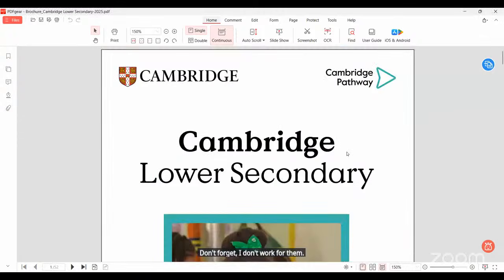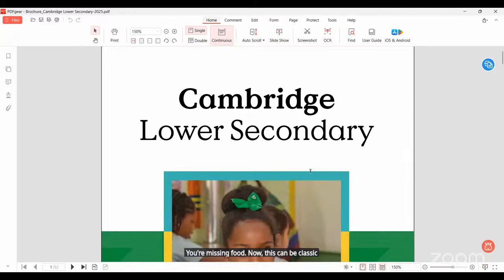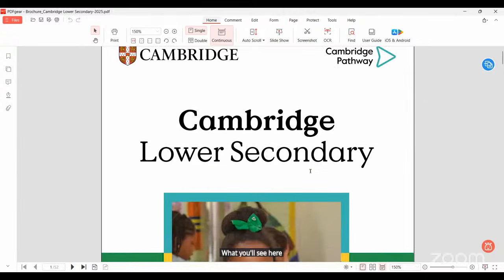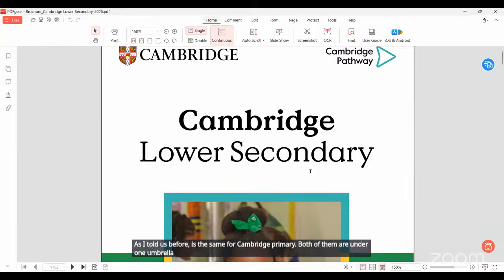I'm just a British curriculum expert. So I'm continuing this disclaimer so that you won't miss anything. Now, this is Cambridge Lower Secondary. What you are seeing here, as I told us before, is the same thing I'm going to see for Cambridge Primary. Both of them are under one umbrella, Cambridge Checkpoint. The same syllabus, Cambridge Checkpoint.